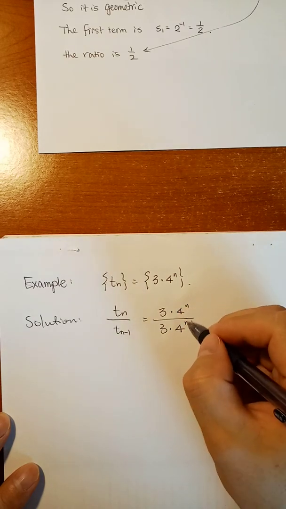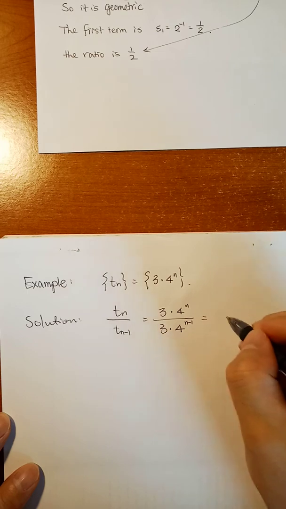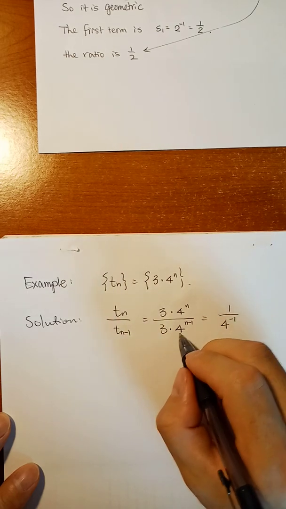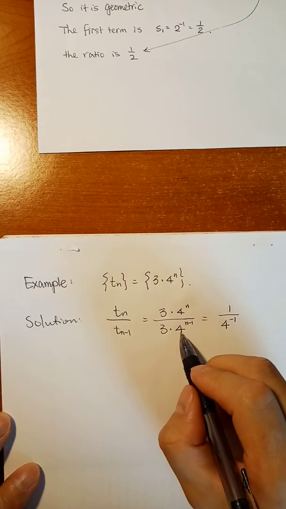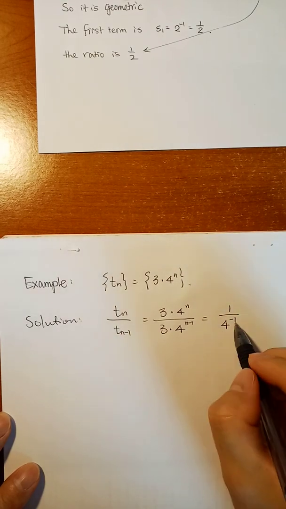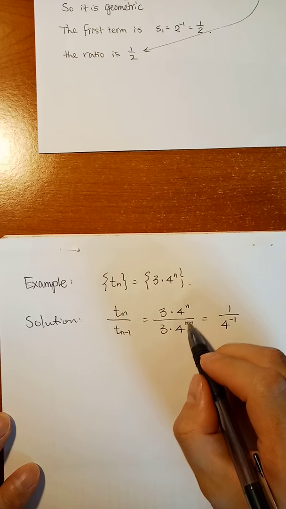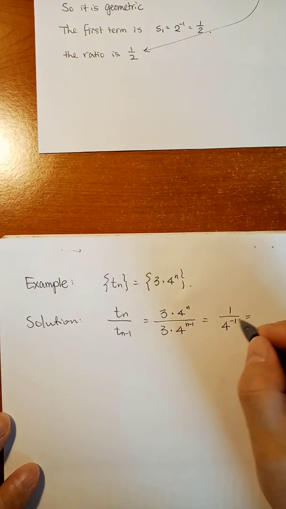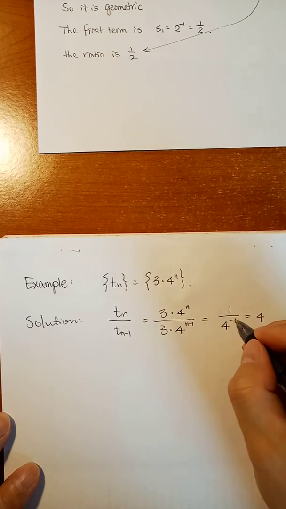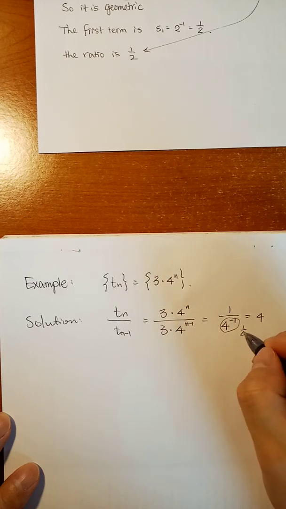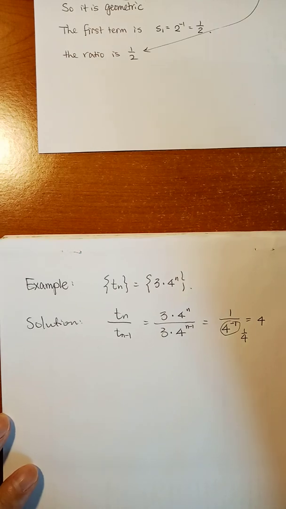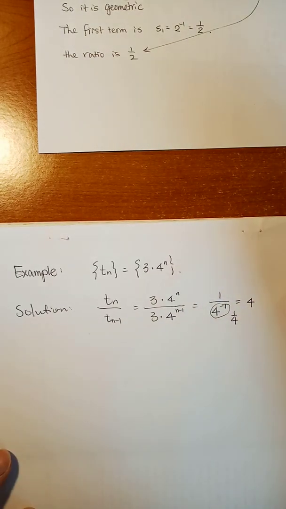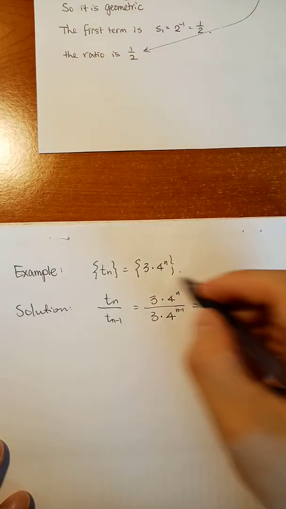3 cancelled. 4 to n cancelled. And denominator you still have, you see here, this is a 4 to n minus 1. The denominator has n minus 1. N is already cancelled. 1 over 4 to negative 1 is 4. 4 to negative 1, this is 1 over 4. 1 over 1 over 4 is 4. Right? Okay, so it is a geometric.